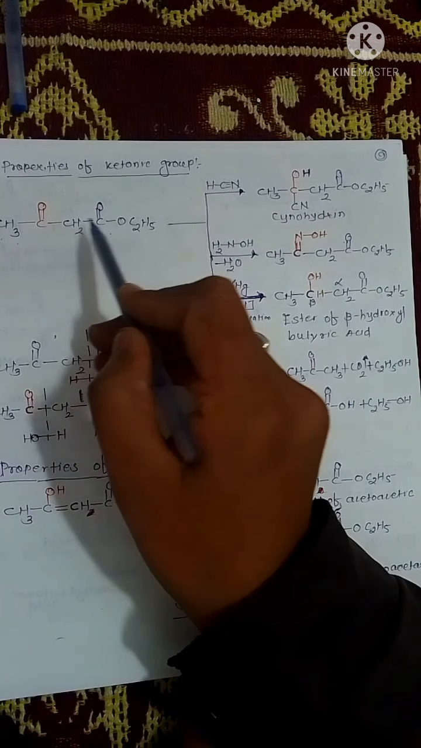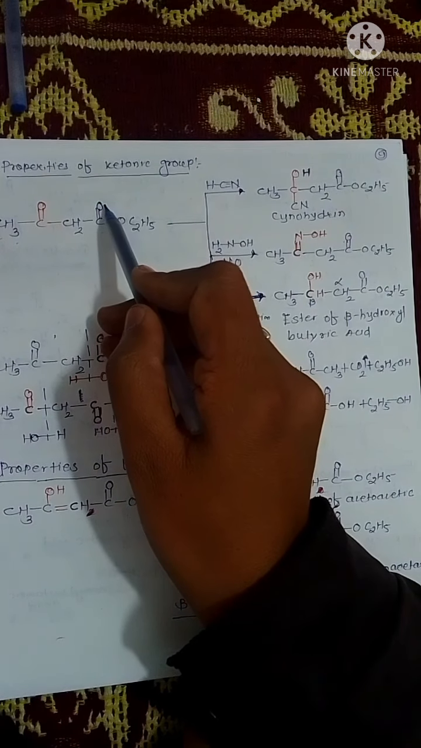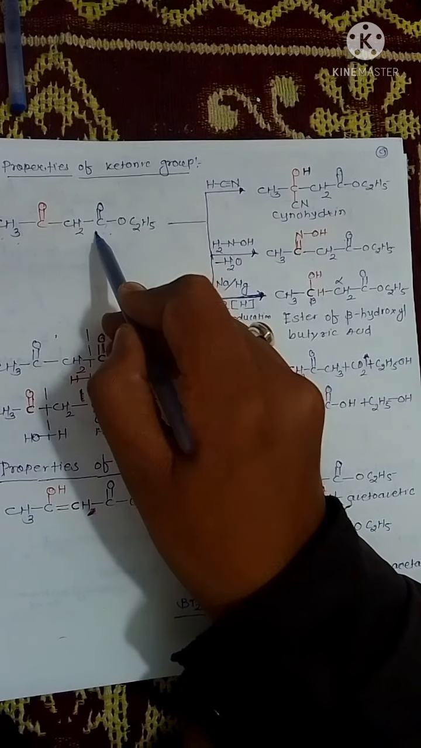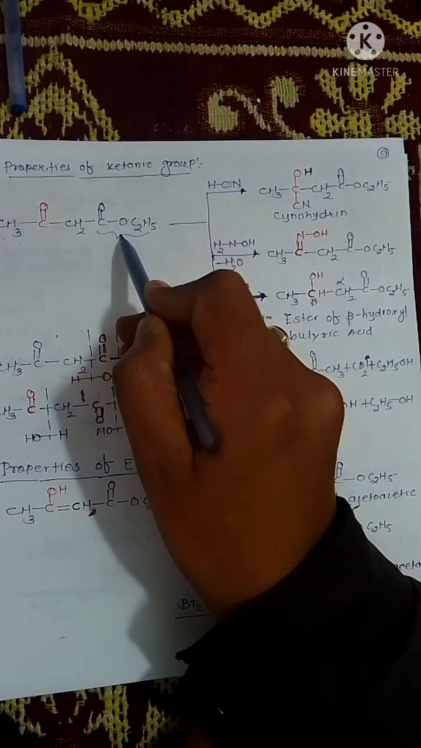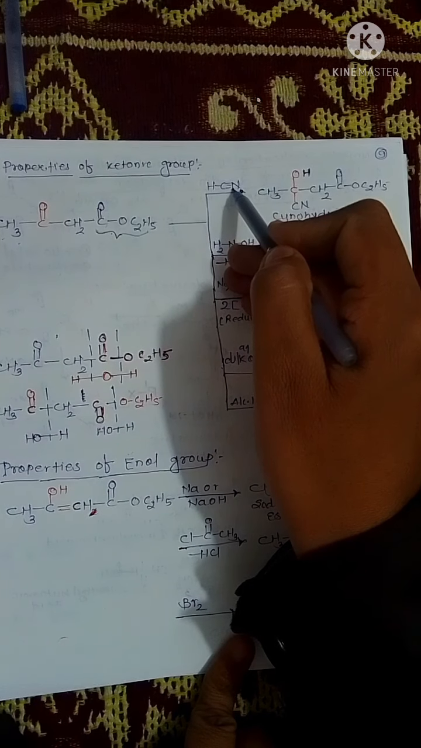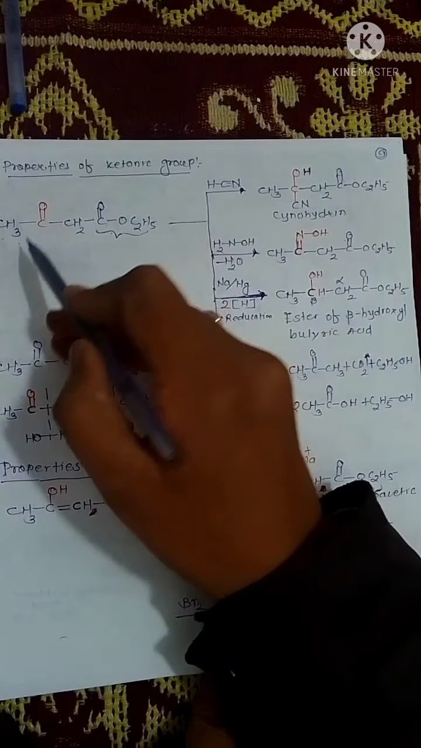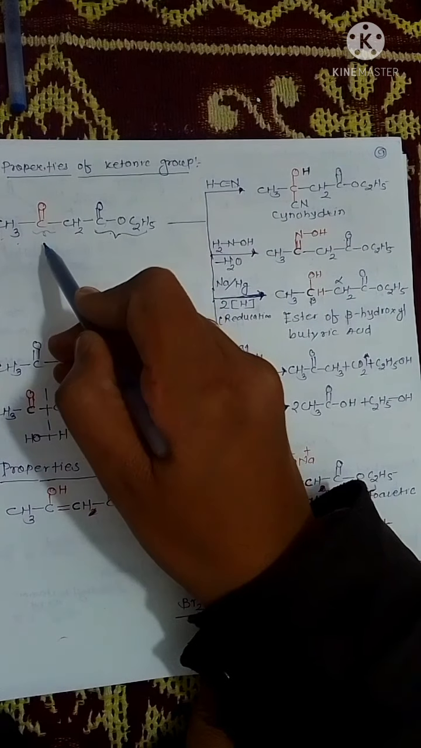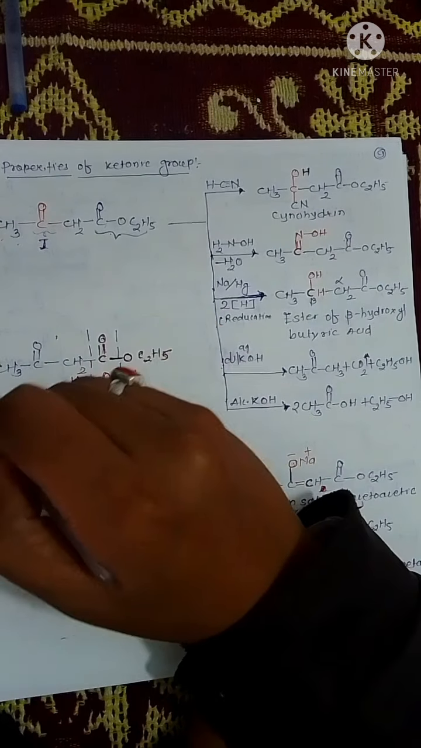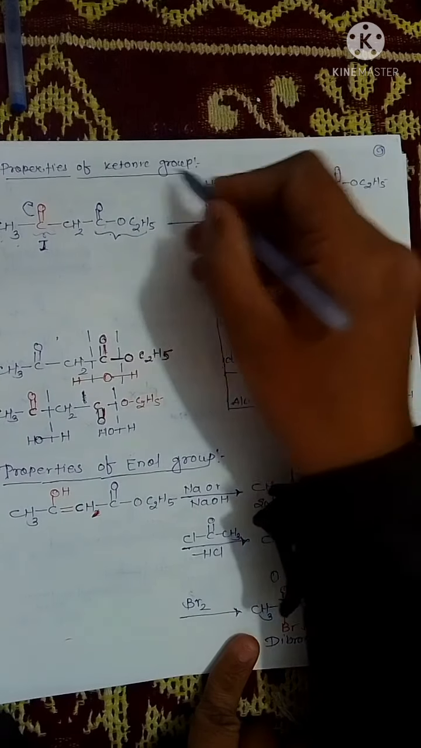One is shown by red pen, another one is shown by blue pen. But the group which is shown by blue pen is basically a part of the ester group. So if we add HCN, an addition type of reaction takes place on the first carbonyl group. It is important. So we got cyanohydrin. Basically this bond shifts here, CN attacks here, and H goes on the oxygen atom.